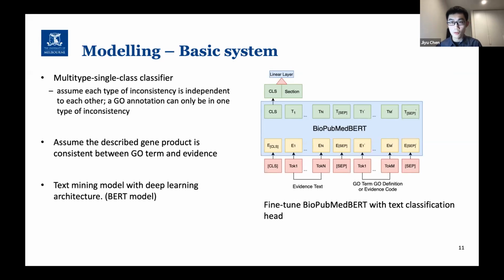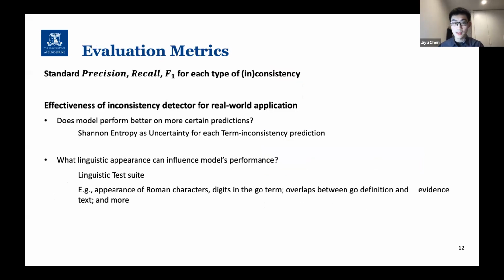We use a text mining model with deep learning architecture to do the task. The input of the model will be the raw text of a standard GO annotation, which consists of the evidence text, the concatenation of the GO term and GO definition, or the evidence code. The output will be a single consistency or inconsistency class. Apart from the standard quantitative metrics for evaluating the model's performance, we typically introduce 2 quantitative metrics for evaluating the model's effectiveness in a real-world human-in-the-loop curation scenario.